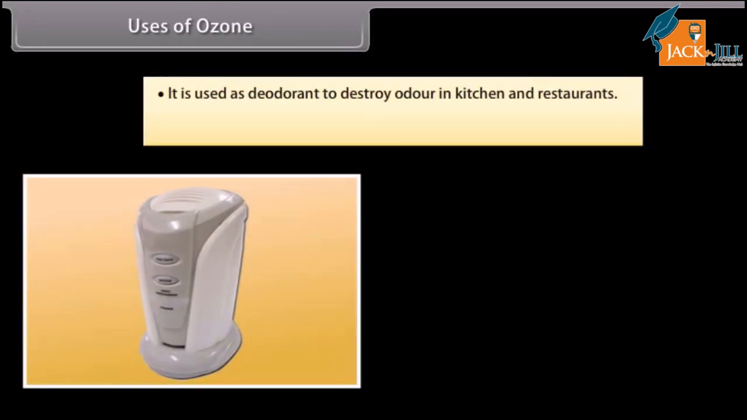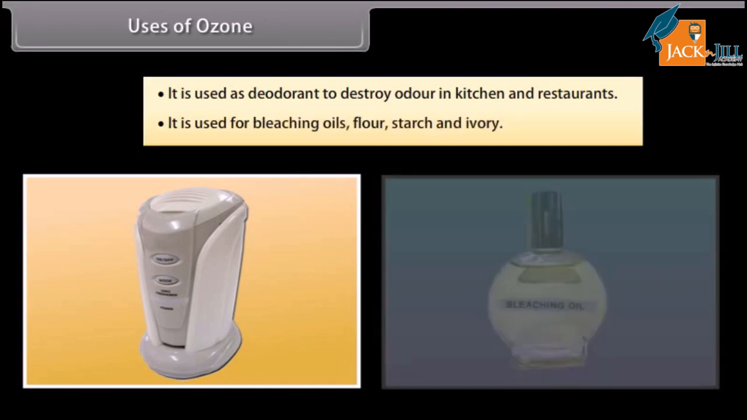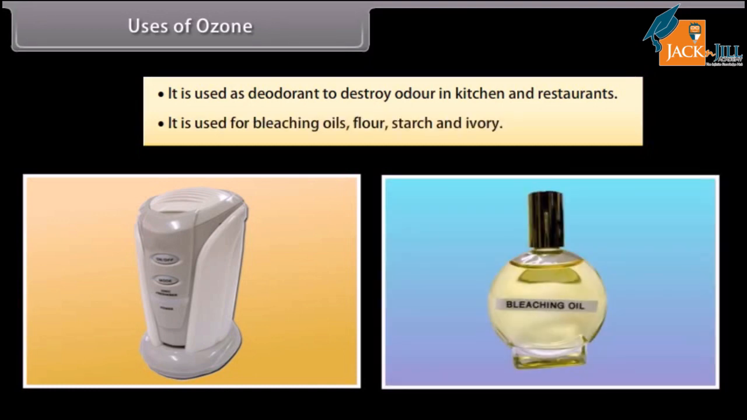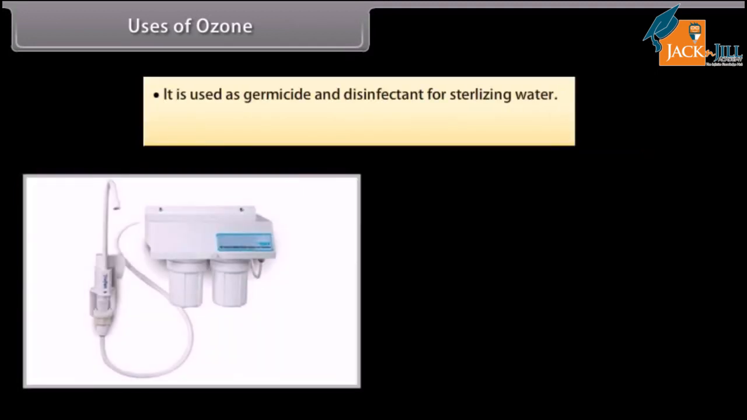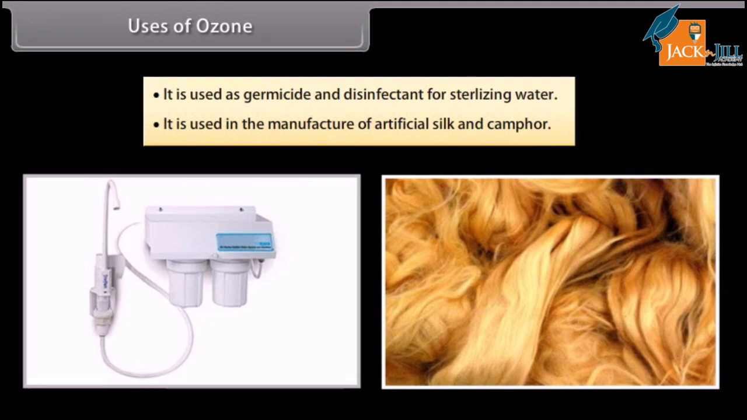Uses of ozone. The important uses of ozone are the following. It is used as a deodorant to destroy odor in kitchens and restaurants. It is used for bleaching oils, flour, starch, and ivory. It is used as a germicide and disinfectant for sterilizing water. It is used in the manufacture of artificial silk and camphor.